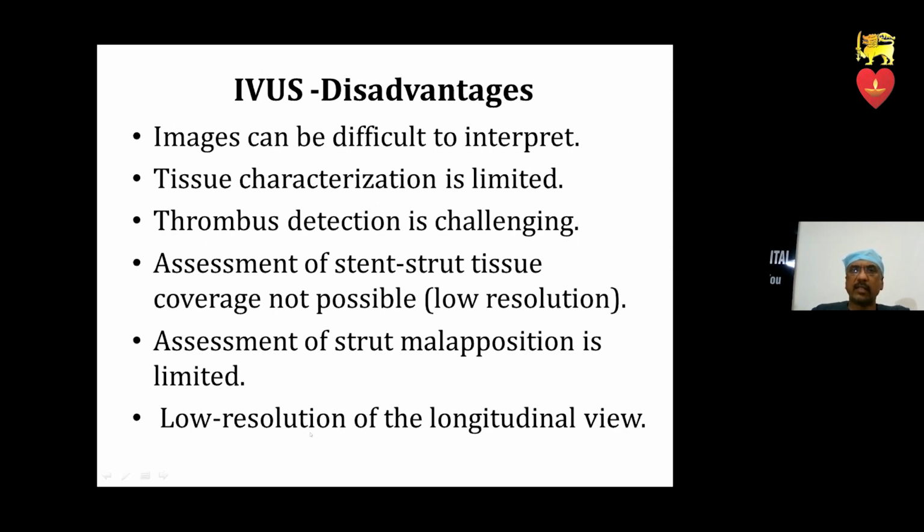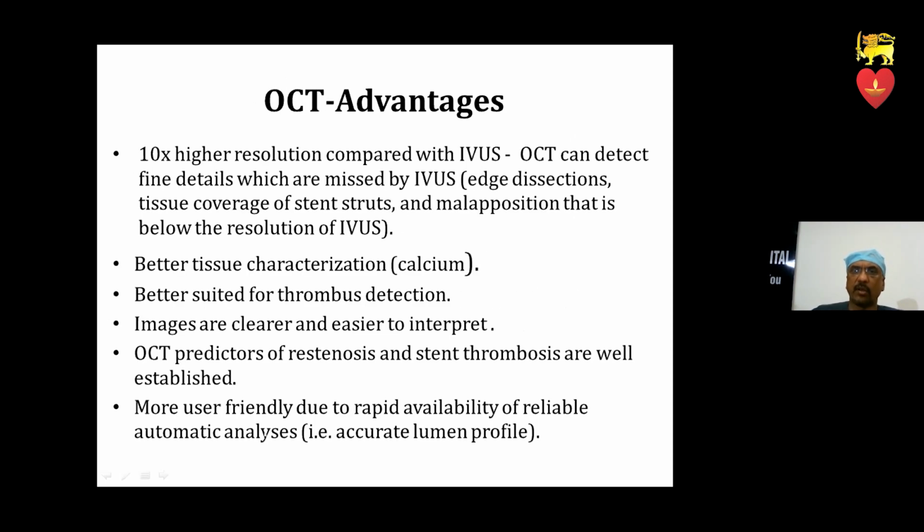But the disadvantage of IVUS is that the images could be very difficult to interpret. Tissue characterization is limited, it doesn't see thrombus very well, and it doesn't look at stent strut tissue coverage because of its low resolution. Malapposition assessment is limited, as you will see, and it has a low resolution on the longitudinal view.